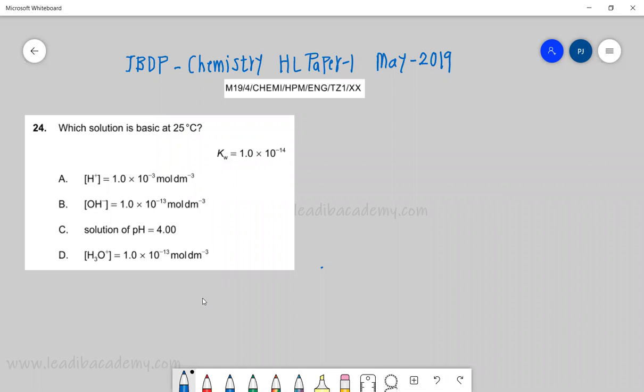Okay, let's look into question number 24. A simple one from acids and bases. Which solution is basic at 25 degrees Celsius? It is very important to remember 25 degrees. So what is the concept? Very simple: if pH is less than 7, it is acidic; pH greater than 7, basic; and obviously at 7, neutral.